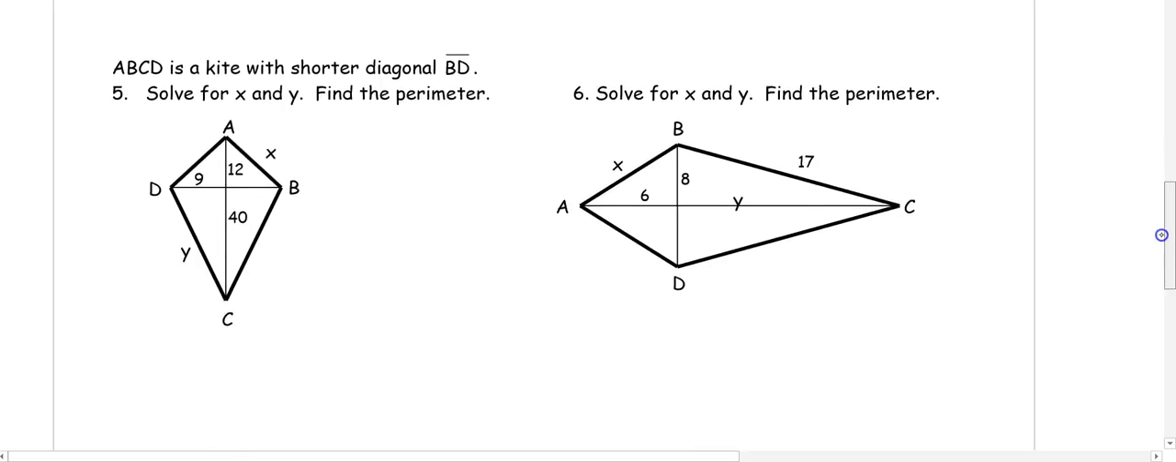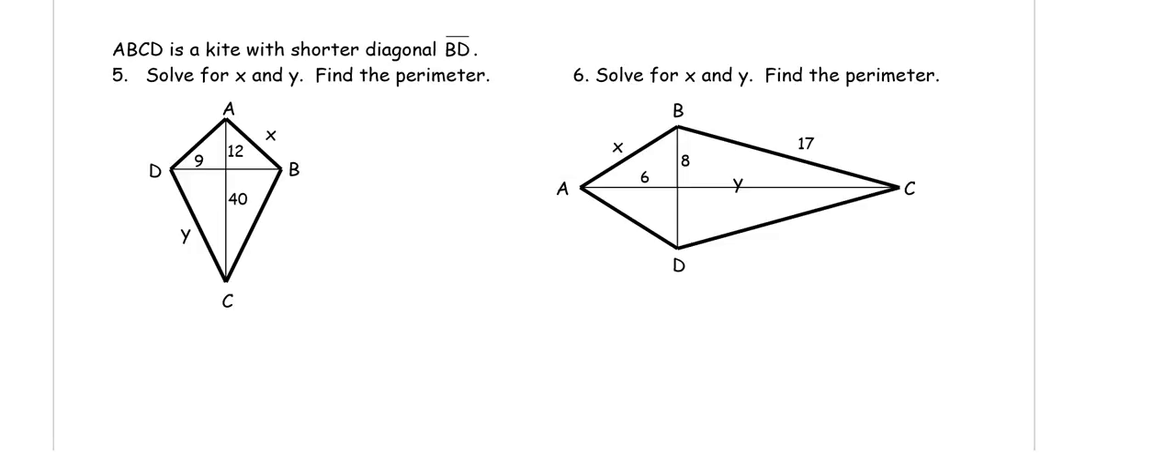ABCD is a kite with shorter diagonal BD. Solve for x and y and find the perimeter. So remember that BD is the shorter diagonal, so the property is that it's bisected. So both of these pieces are 9. Also remember that our diagonals are perpendicular, so we have 4 right triangles.